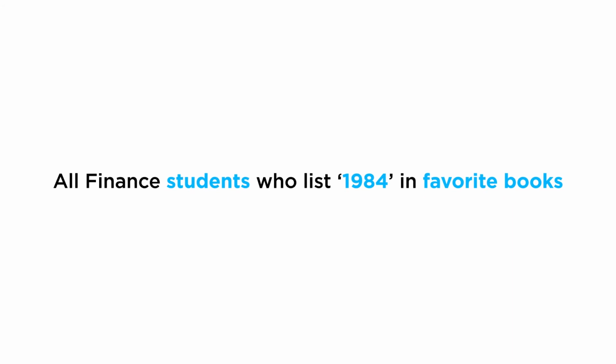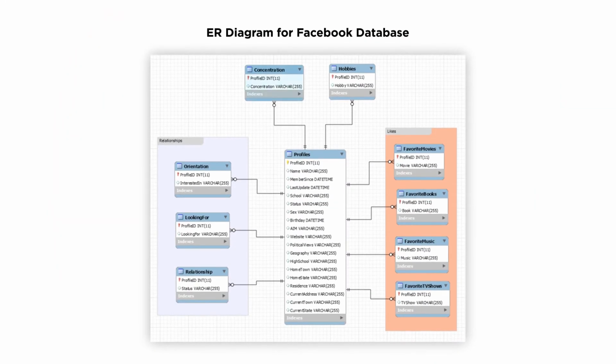Now, let's do one final query. We want to list all the finance students who like the book 1984. We have now two conditions that we want. A, we want finance students. B, we want them to like the book 1984. How can we get this information? First, to get the finance students, we need to go to the concentration table and limit the results to concentration being finance. Second, we also want people that like the book 1984. Where is this information? It is actually in the favorite books table. Specifically, it is in the book attribute.